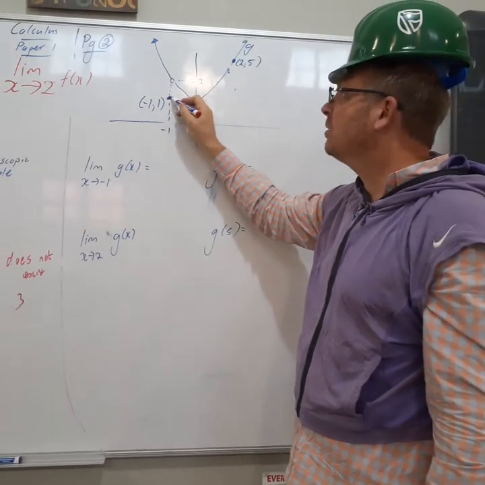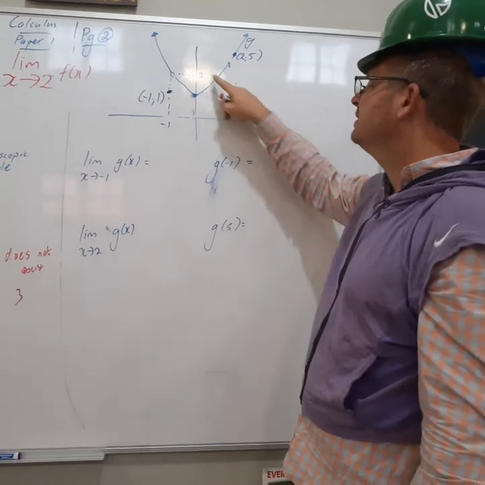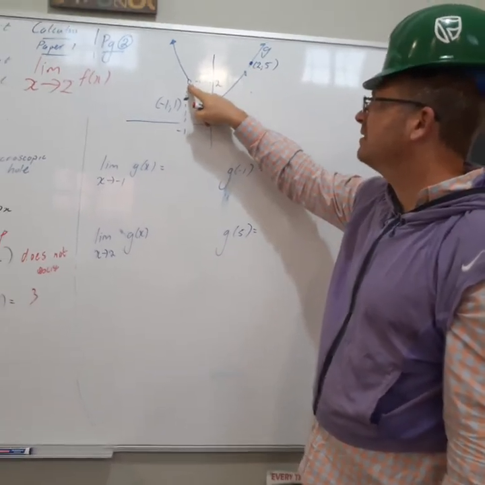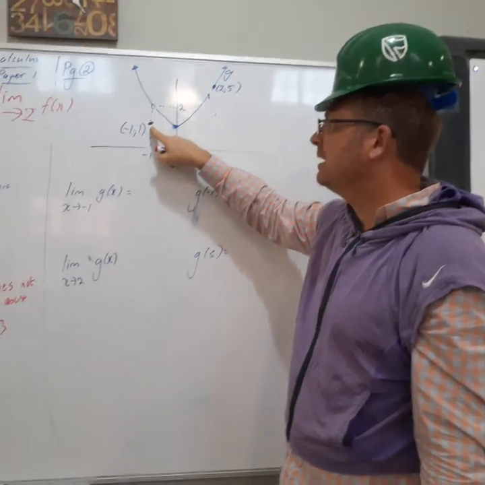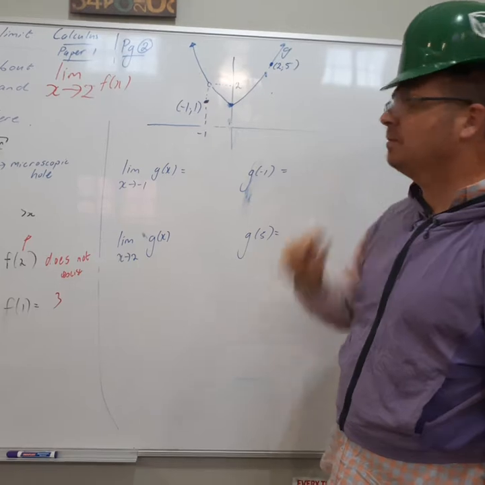So the point on the graph is negative 1, 1. Okay? And this is the point 2, 5. There's a hole in the graph, but negative 1, 1 is a point on the graph. So the graph is made up of that parabola and a point.